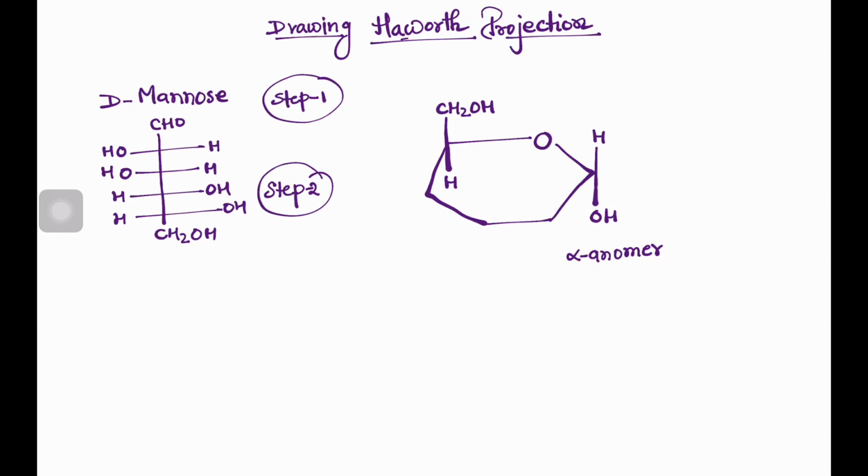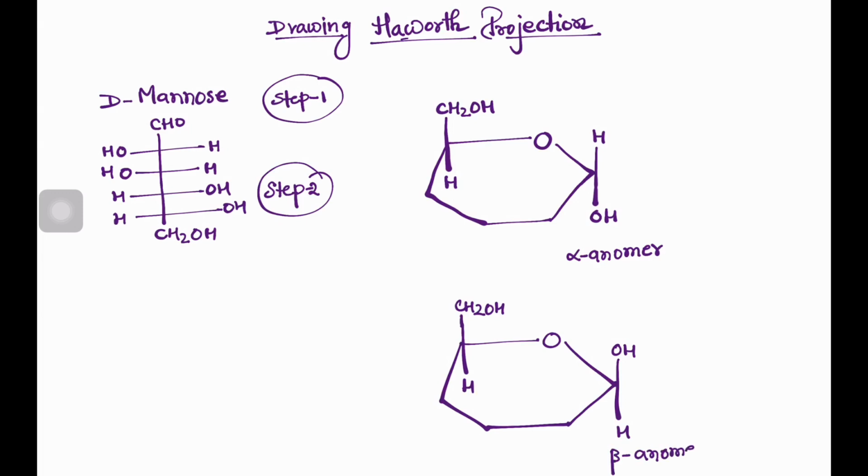Suppose we want to draw the beta anomer, then what will happen? Everything will be the same. This OH will be up. So this is the beta anomer. Two cyclic forms basically exist for D-mannose: one is alpha D-mannose, another is beta D-mannose. In the alpha anomer, OH will be drawn down and in beta, OH will be drawn up.